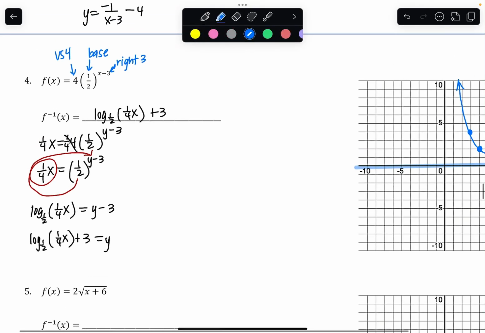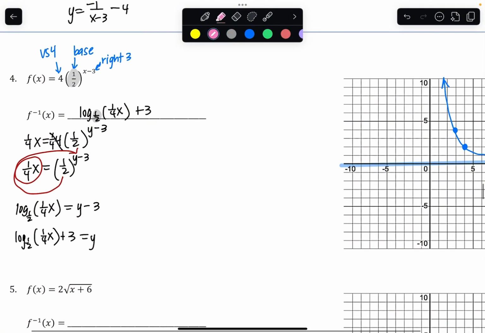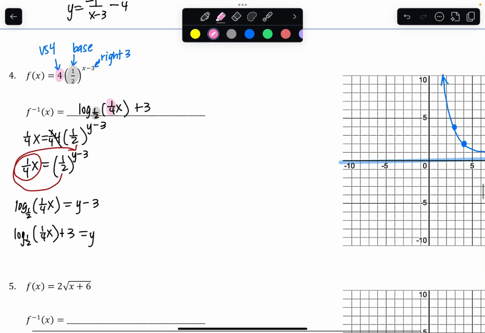So just checking our work real quick. We're starting with exponential base 1/2. We're ending with log base 1/2. We had a 4 being multiplied outside, so we're going to be dividing by 4 or multiplying by 1/4 inside. And then a minus 3 inside becomes a plus 3 outside.